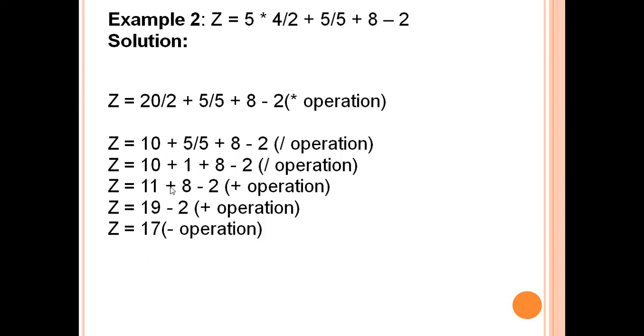So after this, among this plus and minus, the plus is having the higher priority. So 11 plus 8, the result is 19. 19 minus 2. See, after this step, minus is having the least priority. So 19 minus 2, the result is 17. So in this way, this expression is evaluated and the result is 17.